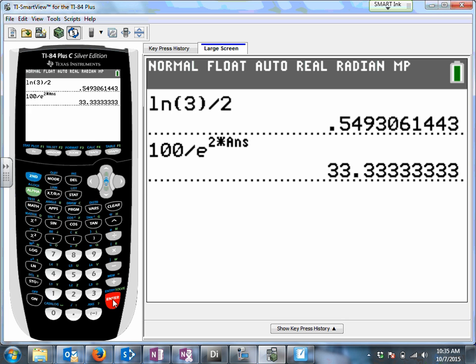What? You got a question? Okay. Mine didn't do that. I got 0.4 or 4. This is because you didn't do this right. The natural log of 3, close your parentheses, divided by 2.